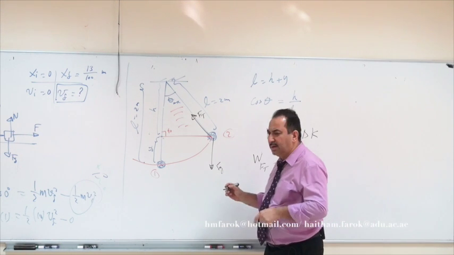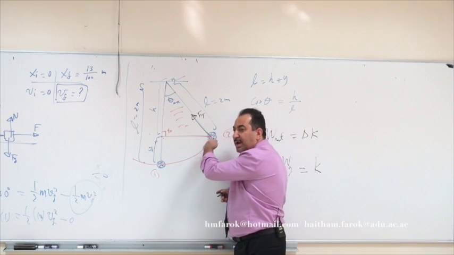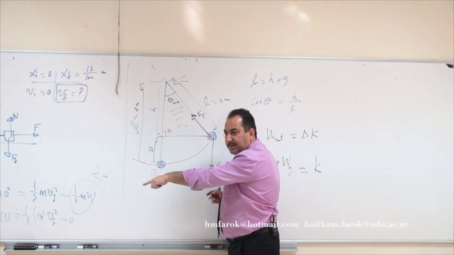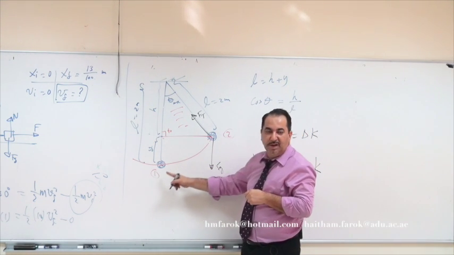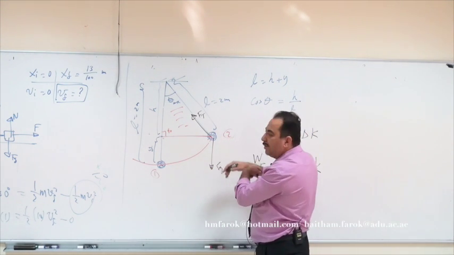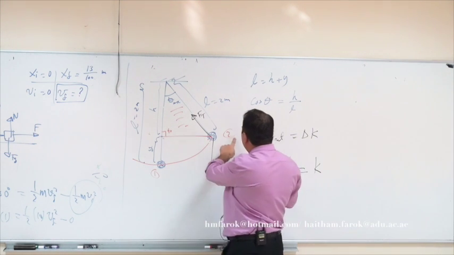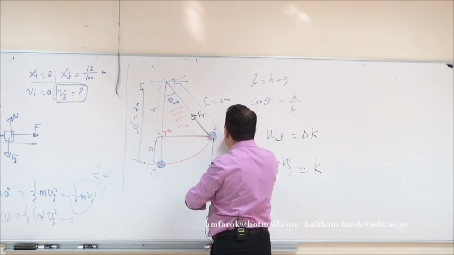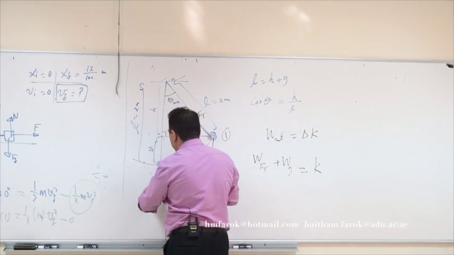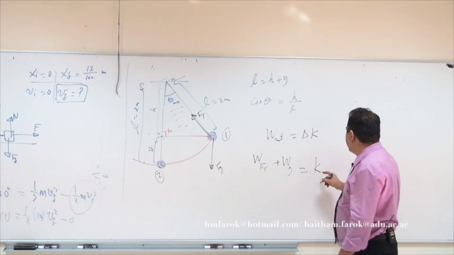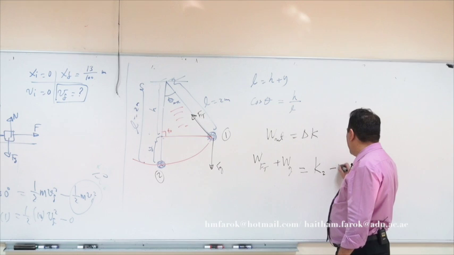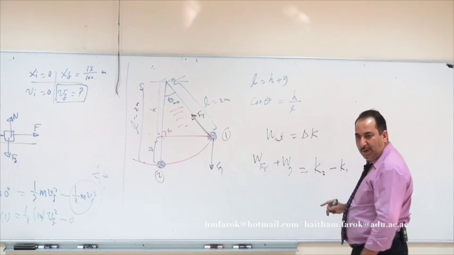Now, the question says it's in way down, yes? So where is the initial position? 2. Where's the final? 1. So it's better we swap them. So I'll make this one 1 to say this is the start, and this is 2. To have the same sequence. So this means kinetic 2 minus kinetic 1.